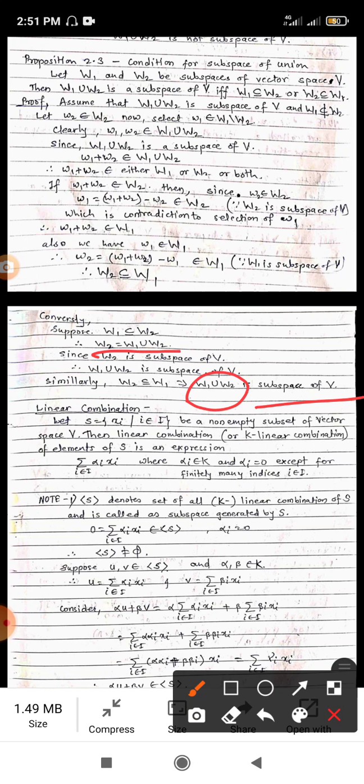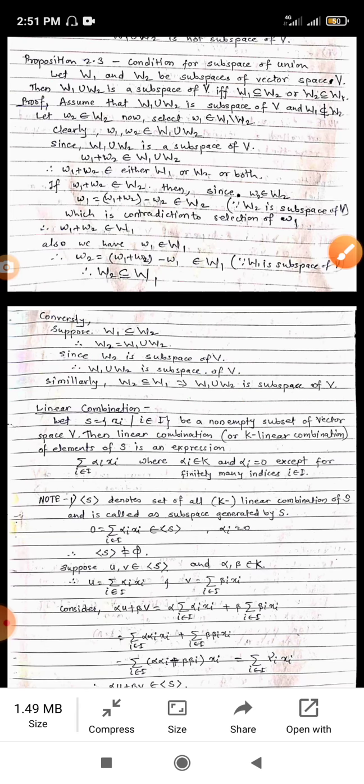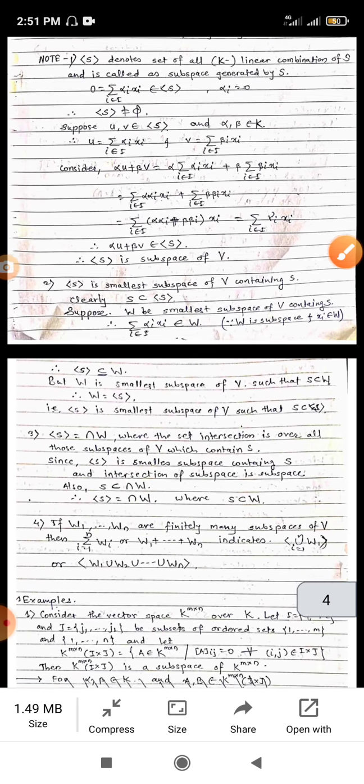Since if one of them contains the other, then the union is either W1 or W2, and both are subspaces, which is our assumption. Therefore we have proved the condition for the union of subspaces to again be a subspace: one of them must contain the other. Now let us see the next example.